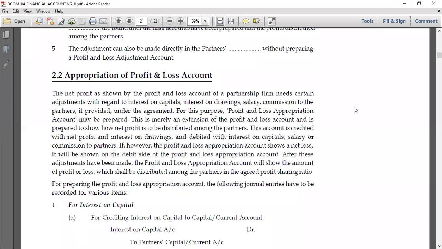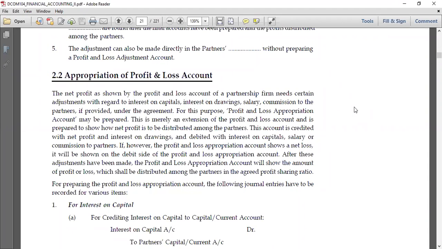Now, let me explain what the different types of accounts are which are supposed to be prepared by a partnership firm. We are going to have a number of accounts to prepare. One is the income statement. The other is the profit and loss appropriation account. The other is the partner's capital account or personal account. And then we prepare the statement of financial position. Those are the main accounts we need to prepare in respect of this kind of business.